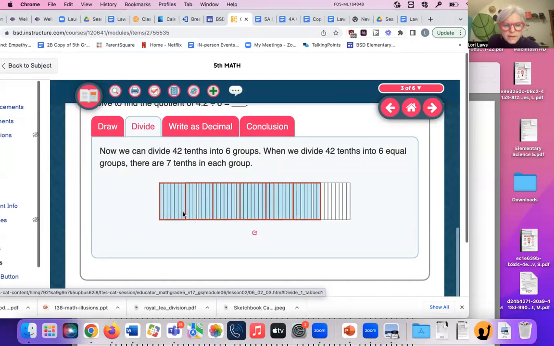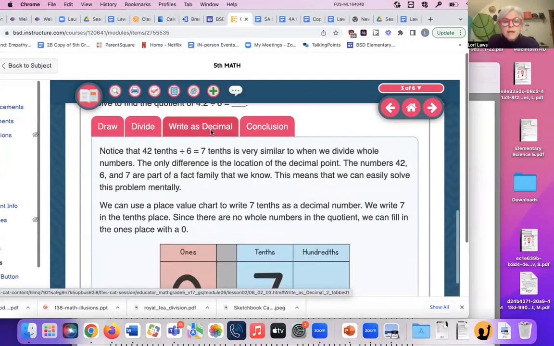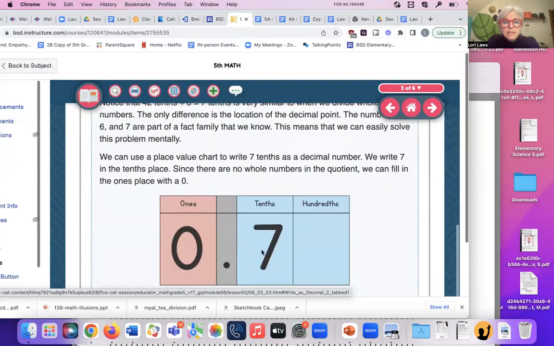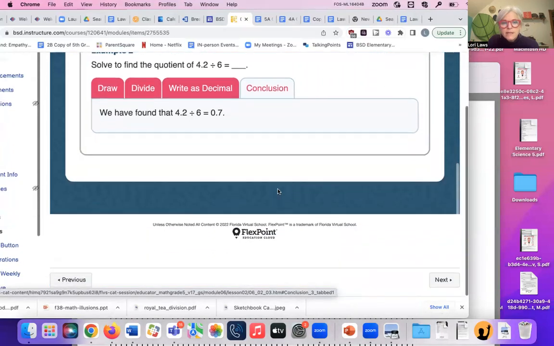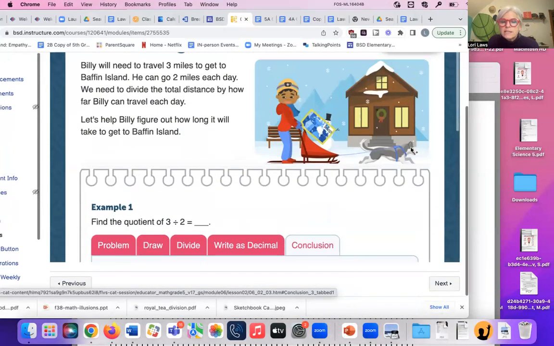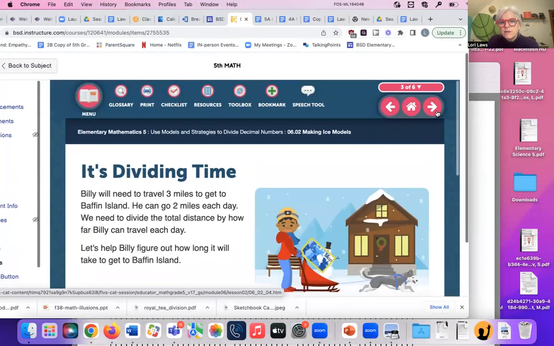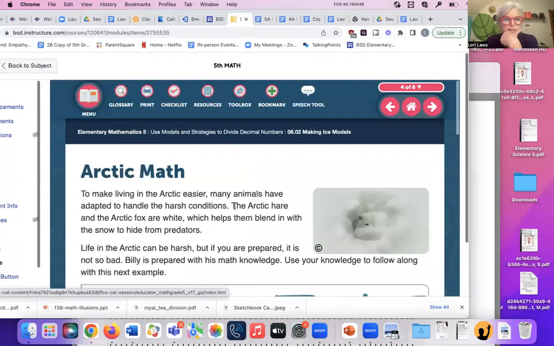1, 2, 3, 4, 5, 6, 7. You split it up, and using 2 colors is a good way to do this. Finally, we write it as a decimal, 7 tenths, right? And the conclusion, we have found that 4.2 divided by 6 equals 0.7. So it's just like using whole numbers, but you have to be very careful with your decimal points.